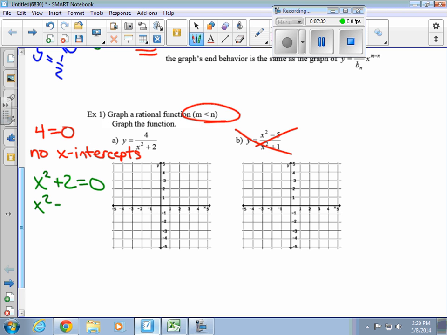Subtract 2. Now take the square root. x equals, it has to be plus or minus, right? The square root of negative 2. What is the square root of negative 2? It's an imaginary number, right? So what does that mean? There are no vertical asymptotes.